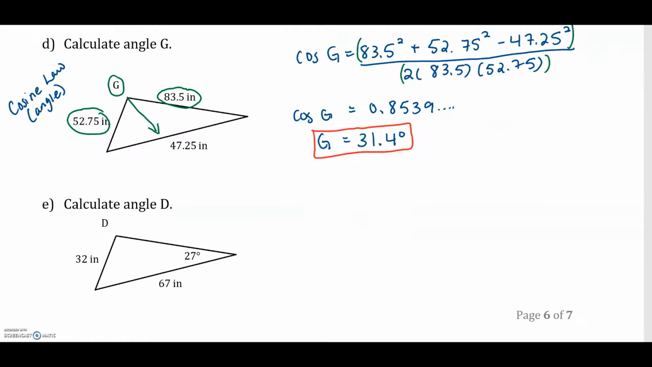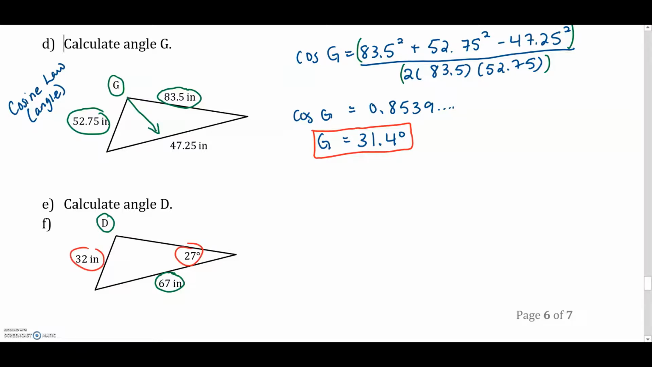In part E, we're asked to find the missing angle D, and we're given 2 side lengths as well as another angle, 27 degrees. To solve for D, we use the law of sines. We know this because we have 2 pairs of angles and side lengths, as shown here.